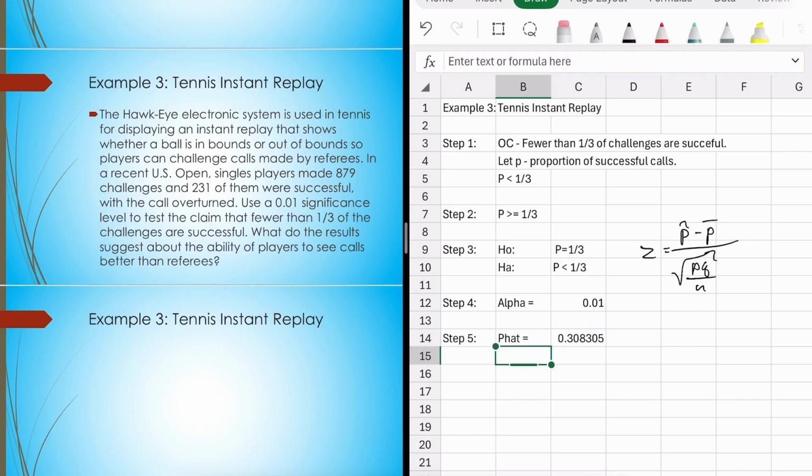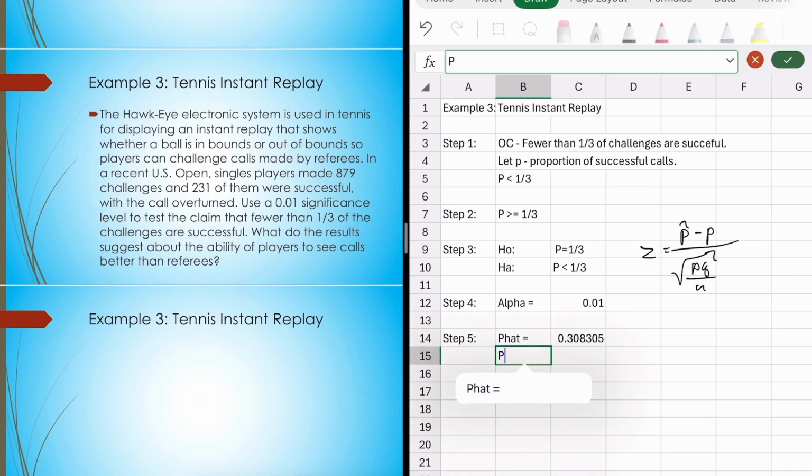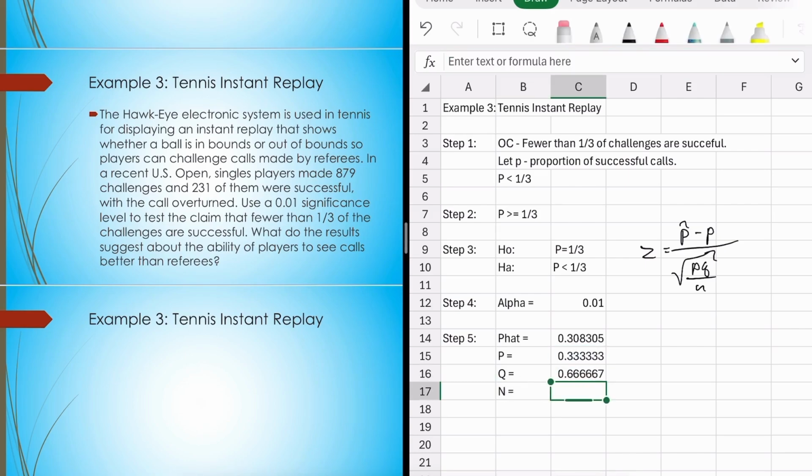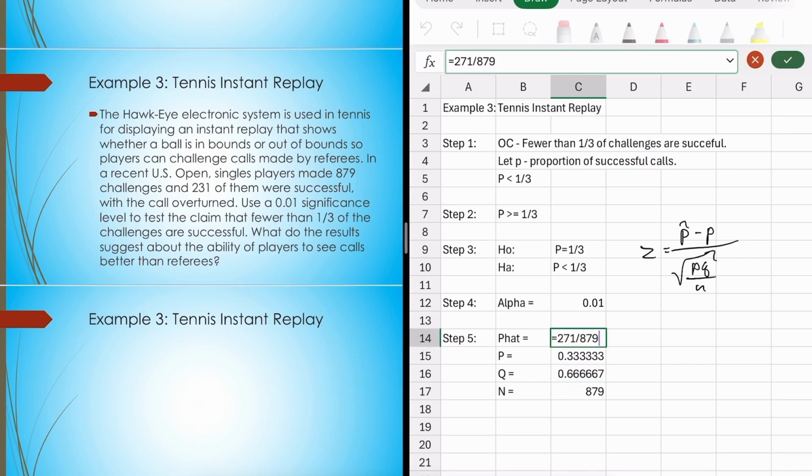And then, what do I need? I need p. P is equal to 1/3. I need q. Q is 1 minus p. I need n. N is 879. Let me check p hat. Yeah, 879. All right, great.